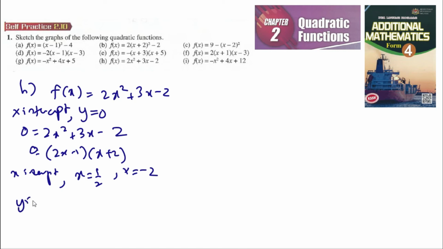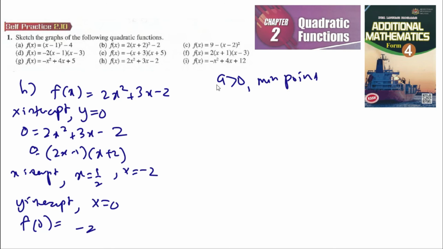So for the y-intercept, x is equal to 0. So when f(0), we get negative 2. And then, okay, we see here a is larger than 0, so it has a minimum point. To get the minimum point, we have to do completing the square.